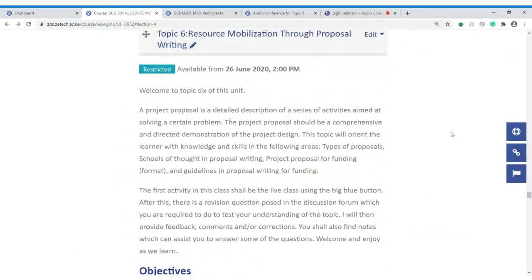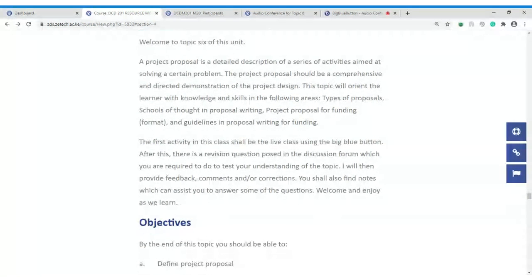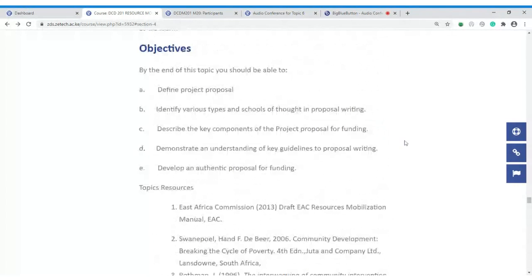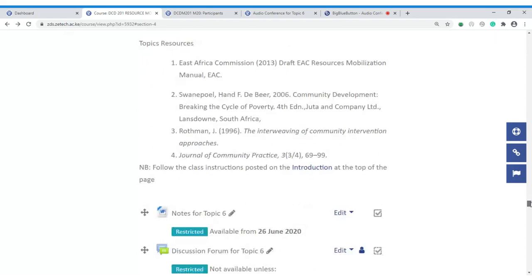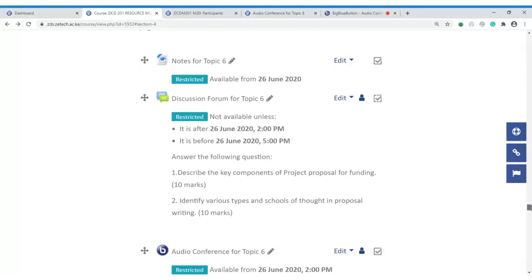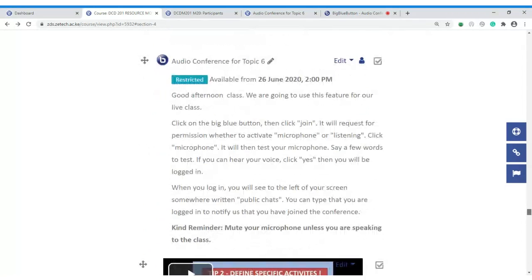At the beginning of every topic, we have an introduction. I just want to mention what is a proposal and our objectives for the class. By the end of this class, you should define what is a project proposal, identify various types of them and various schools of thought. The key components of a project proposal that you would write to request for funding, the key guidelines, and maybe at the end try and develop your own. We have research topics, we have the notes, you can download them, a discussion forum question that you should attempt, and then an audio conference.